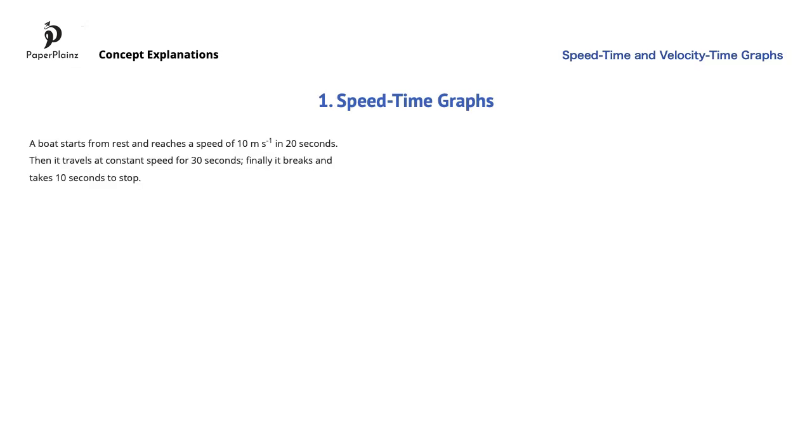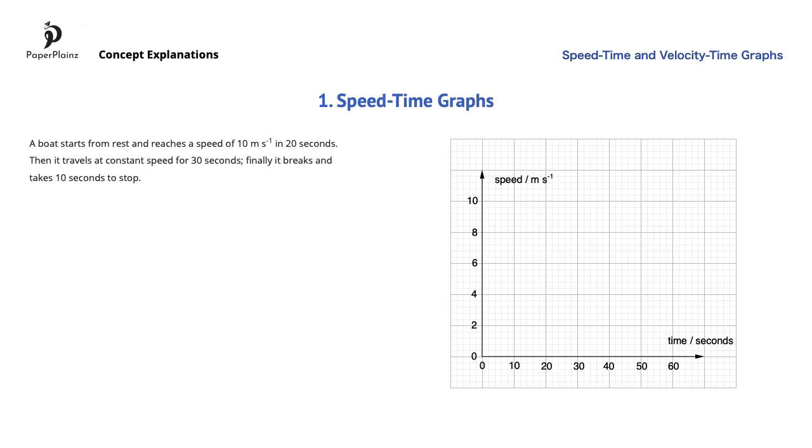Let's draw a speed time graph for the motion of a boat. We will use this grid. The boat starts from rest, so initially its speed is 0. Then in 20 seconds it reaches a speed of 10 meters per second. So for the first 20 seconds, the graph looks like this.